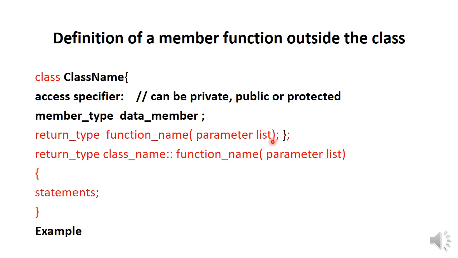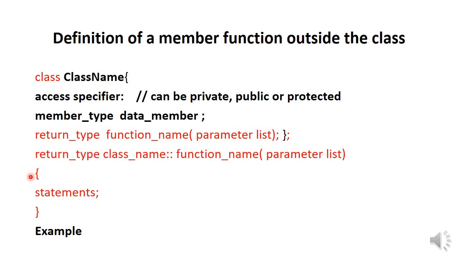So you see that inside a class we have the declaration of data members and also the declaration of the member function. You see that this semicolon shows that the class has been already defined.